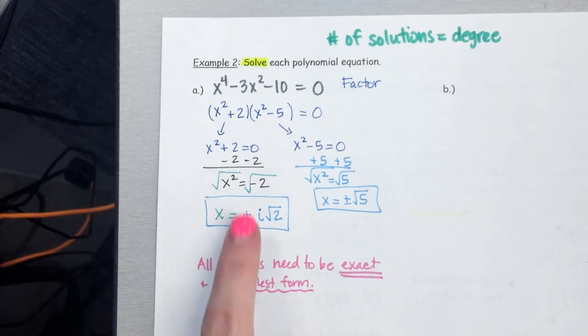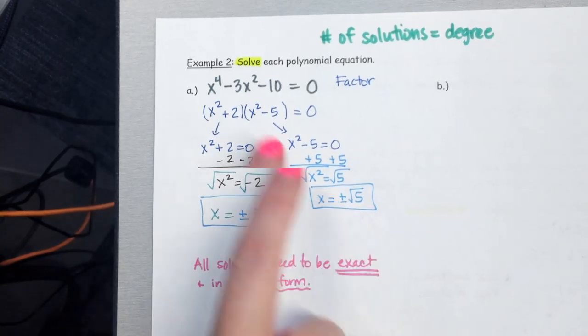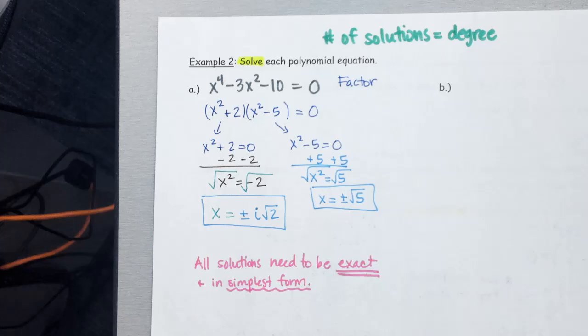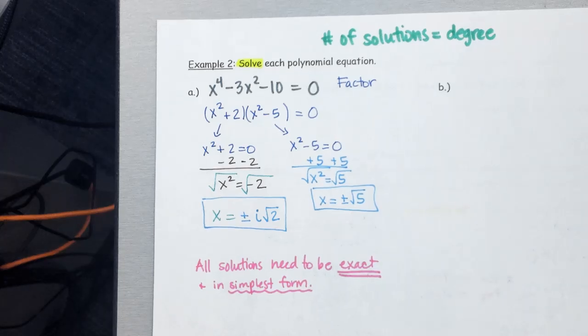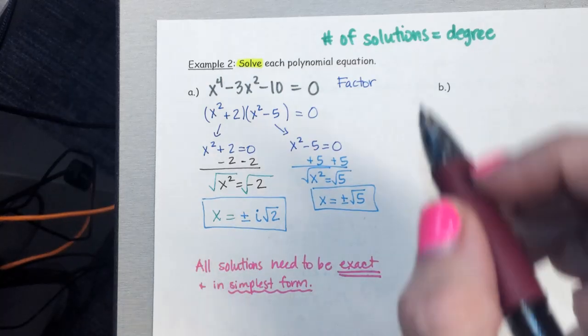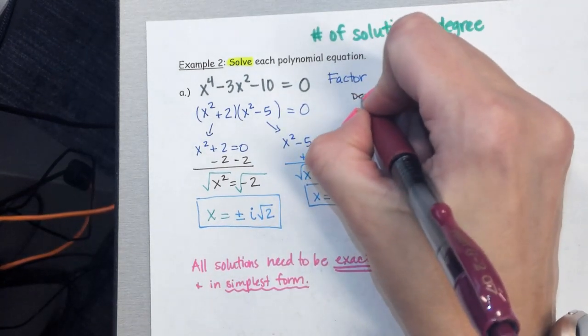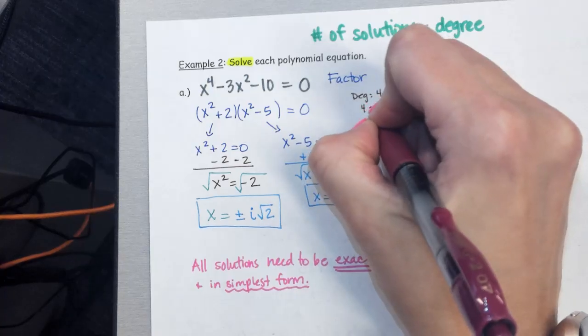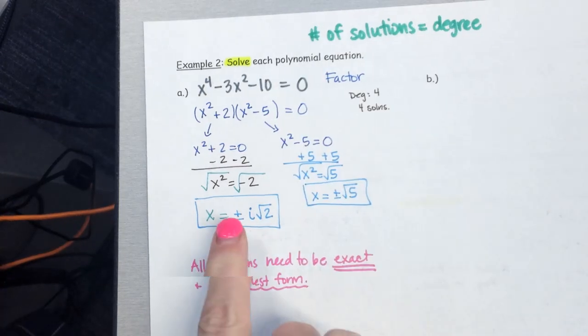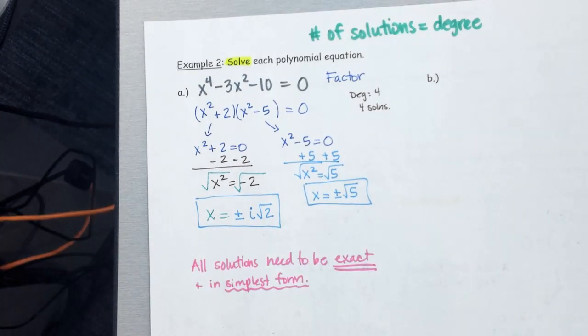Okay, so here you have 1, 2, 3, 4. Your degree is 4. Okay, so if your degree is 4, you should have that many solutions. Okay, so 1, 2, 3, 4. That can help you remember the plus or minus.